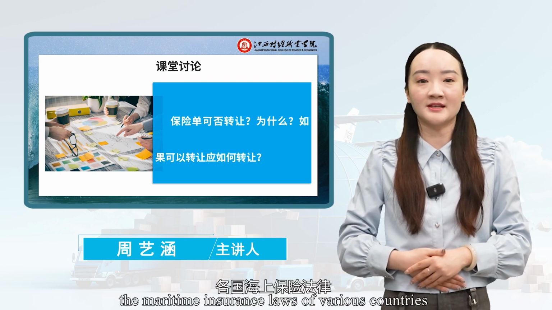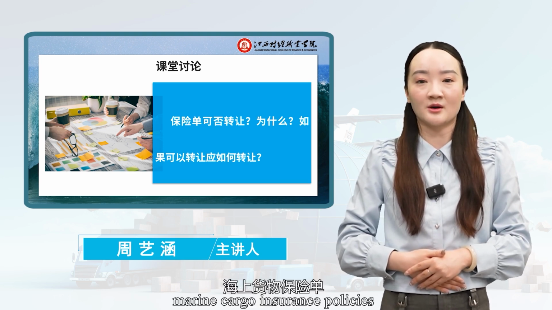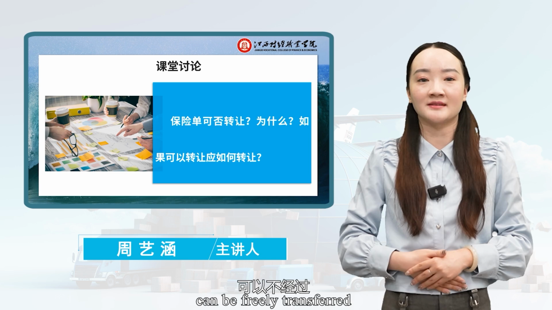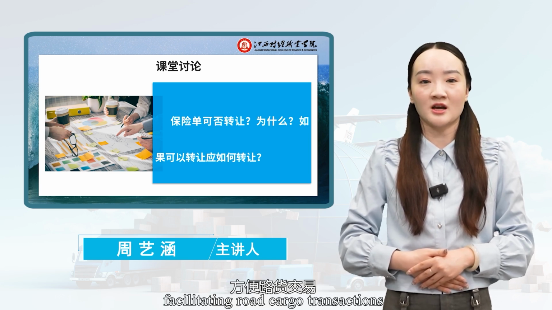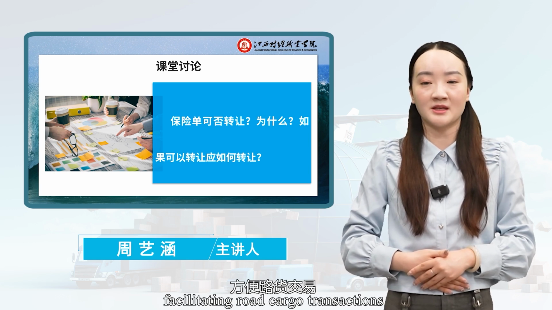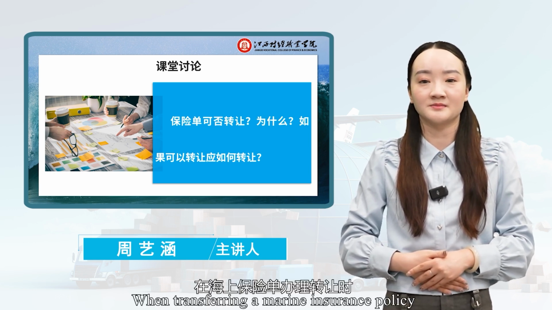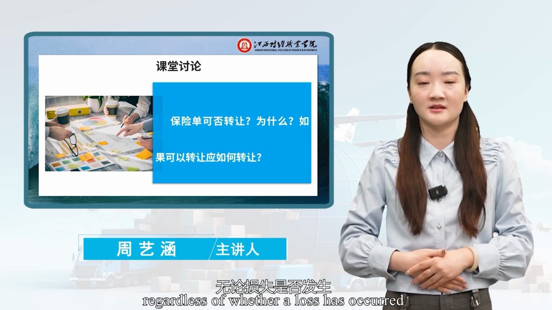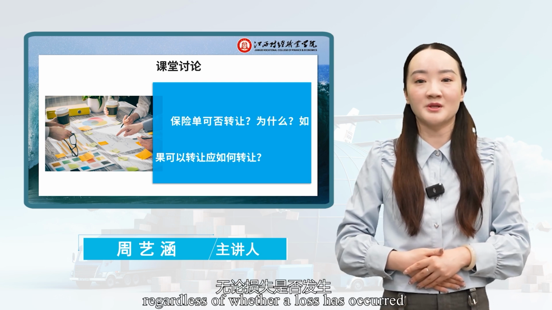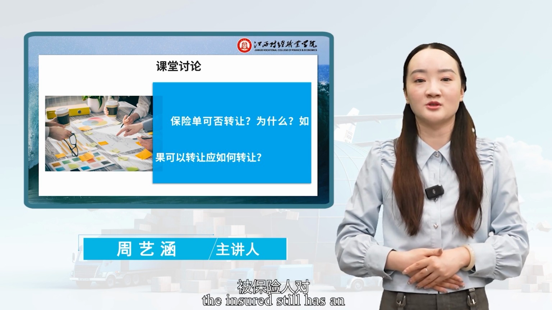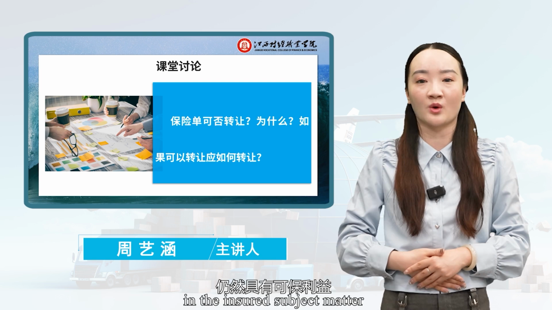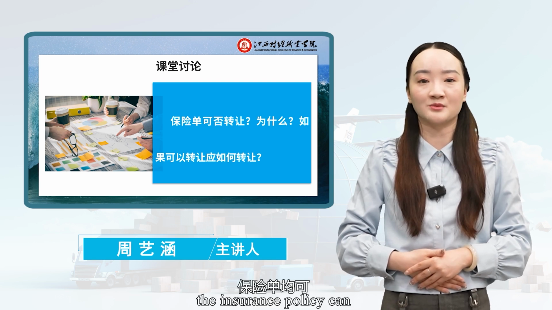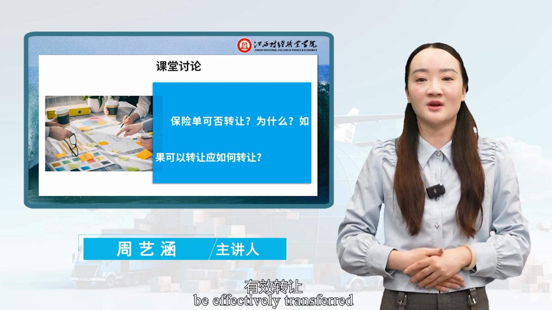The answer is that it can be transferred. According to the maritime insurance laws of various countries, marine cargo insurance policies can be freely transferred without the consent of the insurer, facilitating road cargo transactions. When transferring a marine insurance policy, regardless of whether a loss has occurred, as long as the insured still has an insurable interest in the insured subject matter, the insurance policy can be effectively transferred.